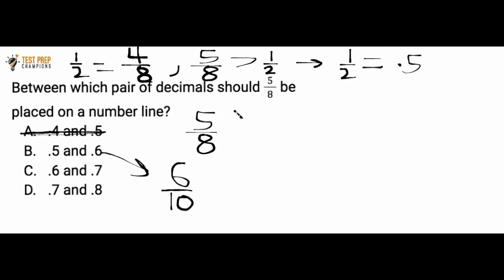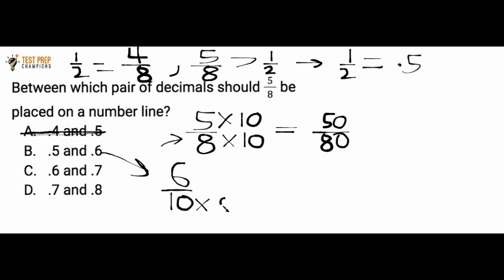So I'm going to say, hey, 6 over 10 has a 10 in the denominator. So I'm going to multiply both the top number and the bottom number of 5 over 8 by 10. And if I do that, I get 50 over 80. Now down here, I have 6 over 10. I look up at the 5 over 8 fraction. I see that there's an 8 in the denominator. So I multiply the top and the bottom number of this fraction by 8.